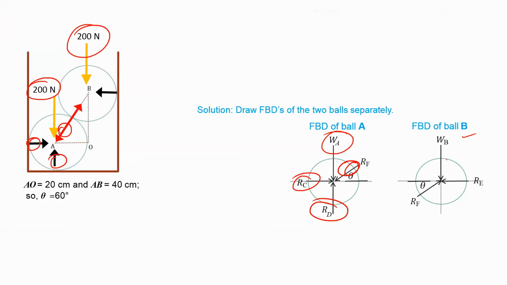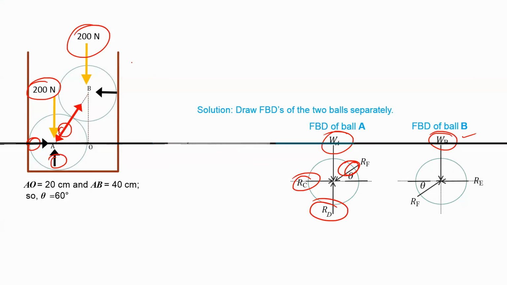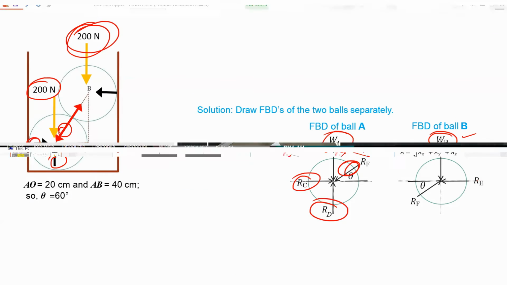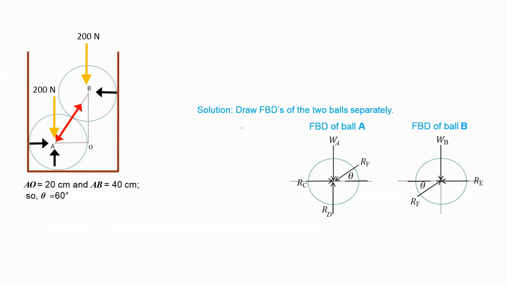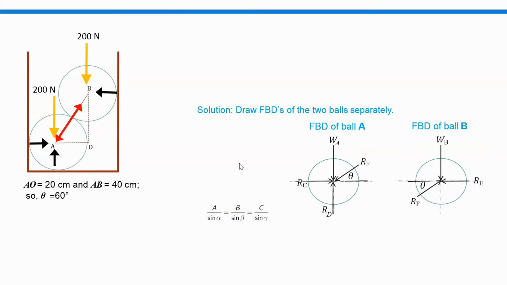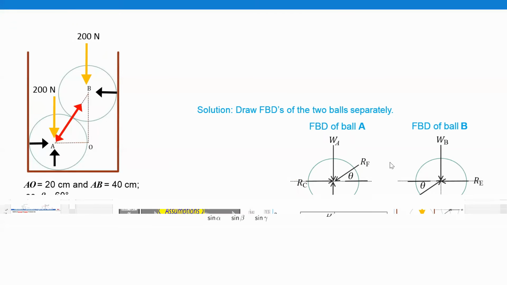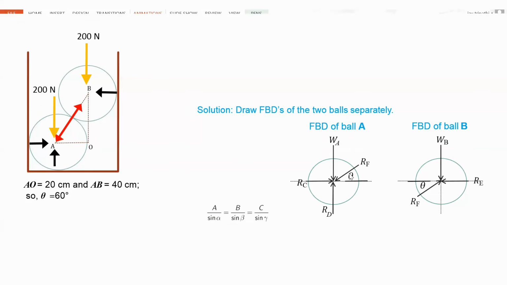Okay, now if you consider ball B, this is the weight of ball B, 200, and this is RE, that means this reaction, and RF, that is this reaction. So once I have drawn these FBDs, I can simplify them into a 3-force system, and I can apply Lami's theorem.